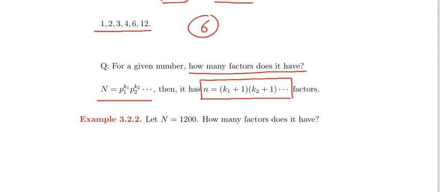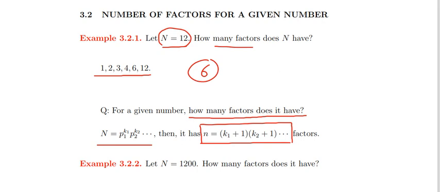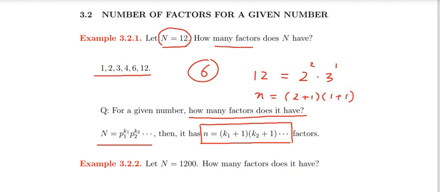Now let's go back to here. How can we find the 6? We can factor 12 as 2 squared times 3 to the 1st. So the number of factors is 2 plus 1 multiplied by 1 plus 1, which is 6, right? This confirms that the formula is true.